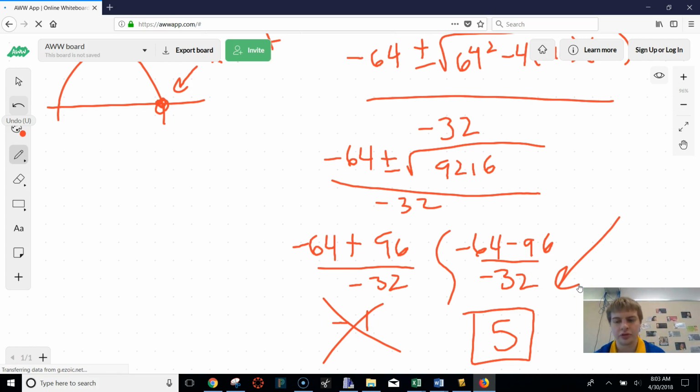So make sure when you're doing all these things, you just keep in mind which method am I doing, why am I doing that method, and then how you'd solve it with that method. If you have any trouble, let me know.